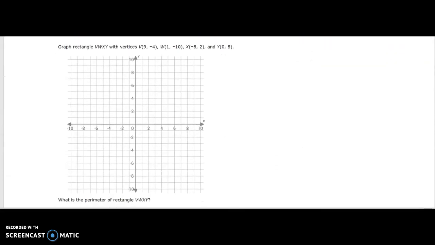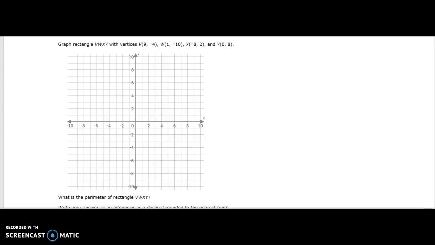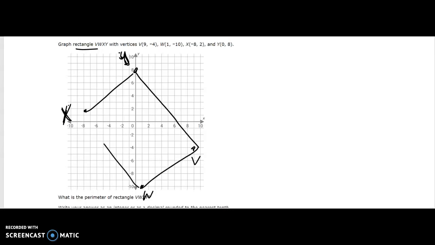Yeah. Okay, graph the rectangle. The good thing is that we know it is going to be a rectangle. So 9, negative 4, 1, negative 10, negative 8, 2, 0, 8. Okay, I've drawn the rectangle, and it wants the perimeter.